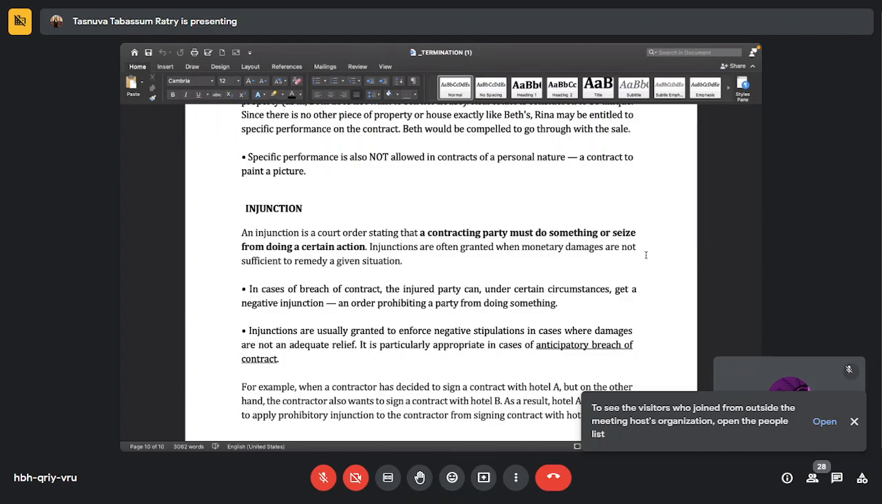Let's say another example: there is a contract between a contractor and a hotel, and one of the terms and conditions says that the contractor will not be entitled to sign any other contract with any other hotels. In that case, if the contractor signs a contract with another hotel, say Hotel B, Hotel A can take an order of injunction requesting him to not sign any other contract, or that he is not allowed to work with Hotel B.